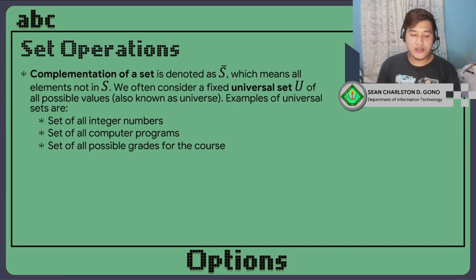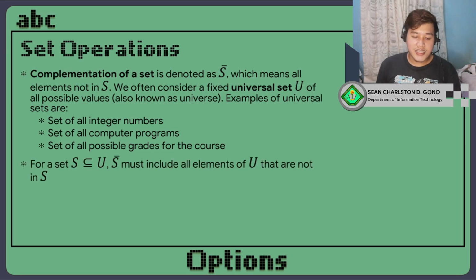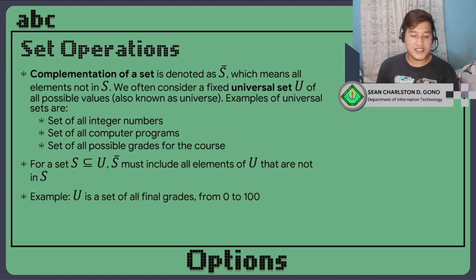If we're trying to get the complementation of a set, we must first define what the universal set, or the universe itself, is. For a set to be a subset of the universe, the complementation of the set must include all the elements of the universe that are not in the set. So let's say, for example, the universal set is a set of all final grades from 0 to 100. What can be the possible set for this?